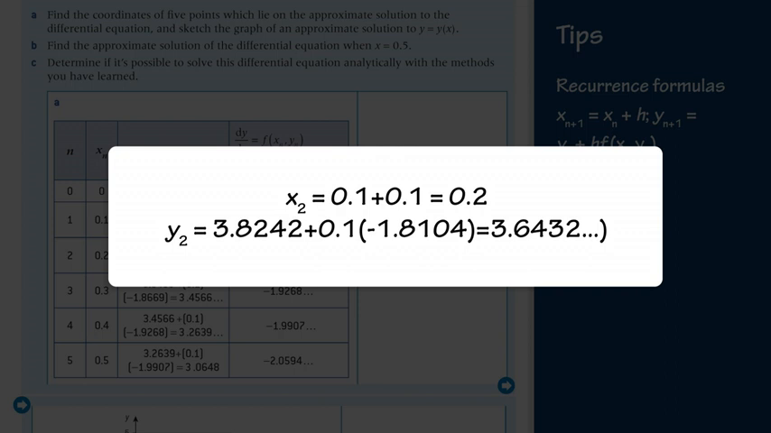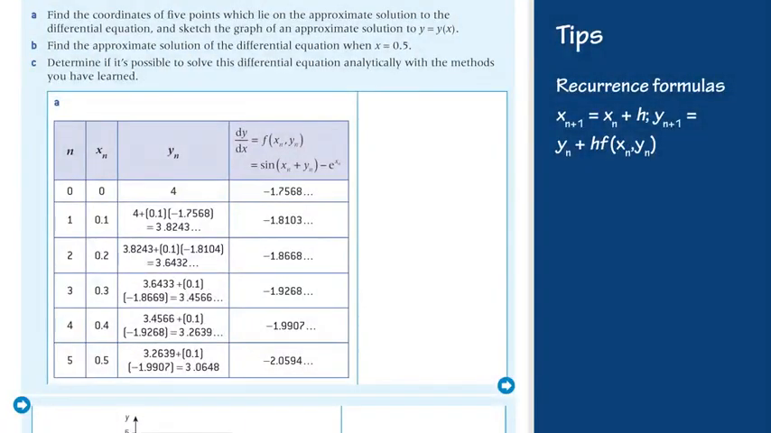equals 3.8242 plus 0.1 multiplied by negative 1.8104 equals 3.6432... Notice that in the previous line, dy/dx is negative 1.8103... and in this calculation we use negative 1.8104. This is because the infinite decimal in dy/dx is rounded to 4 decimal places for the calculation of y2.